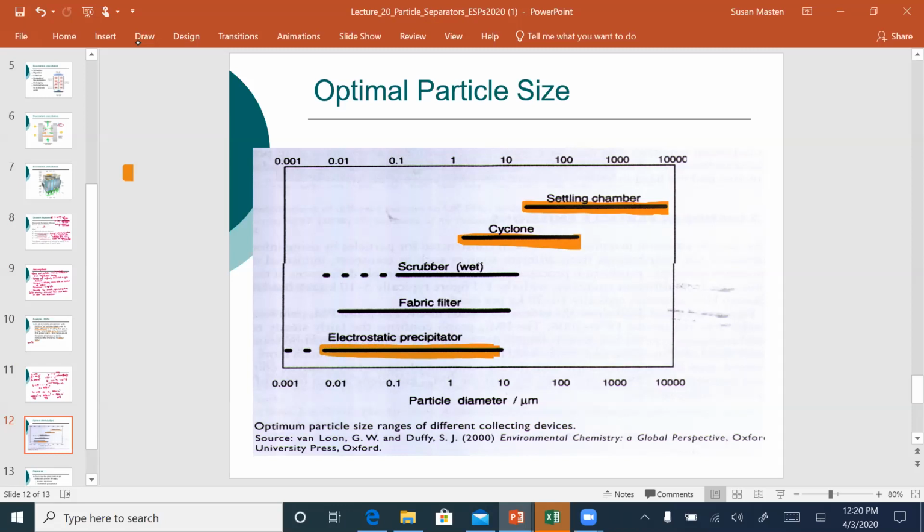Often what you'll see then is, for instance, with an electrostatic precipitator, you may have a cyclone as a pretreatment to remove that larger material, and then your electrostatic precipitator is removing the smaller particles. We'll talk next week about fabric filters and wet scrubbers. But we'll end a little bit early today at this point here. So if anybody has any questions, happy to answer them.